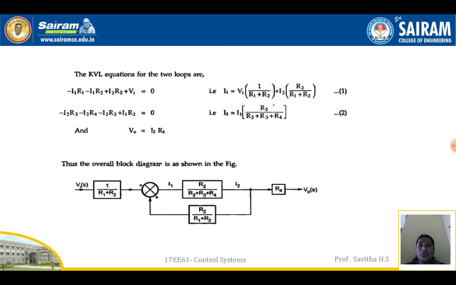So input Vi is multiplied with 1 by R1 plus R2, and again it is summing with I1, that is R2 divided by R2 plus R3 plus R4 into output I2. Again the feedback is R2 divided by R1 plus R2. So if you see the diagram, I1 is the combination of Vi(s) by R1 plus R2 and I2 into R2 divided by R1 plus R2. Then after that, V0 is R4 into I2. In the diagram, I2 is given to R4. So V0(s) is equal to I2 into R4.